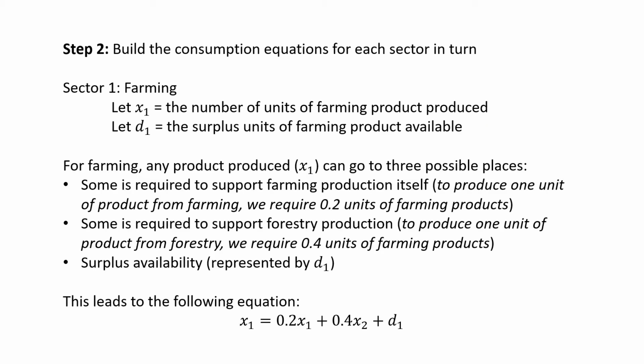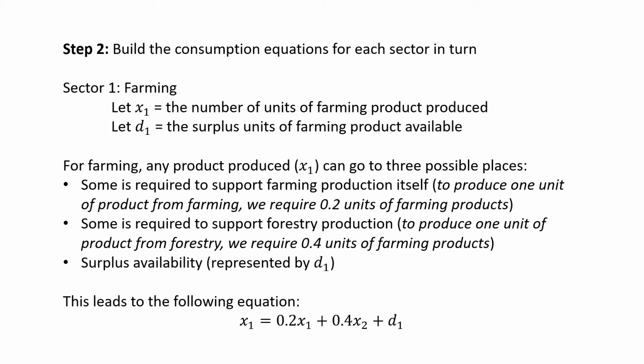So step 2. Now we're going to build what's called the consumption equations. This is going to say, for this industry or for this sector of the economy, what goes to each other sector. So for farming, what happens to the farming stuff that's produced? Some of it goes to farming itself, some of it goes to the forestry industry, and the rest of it is available for export.